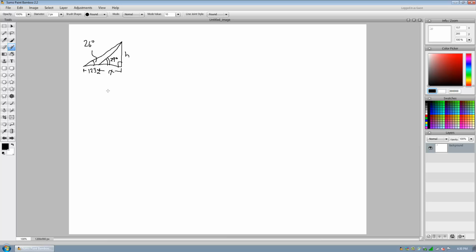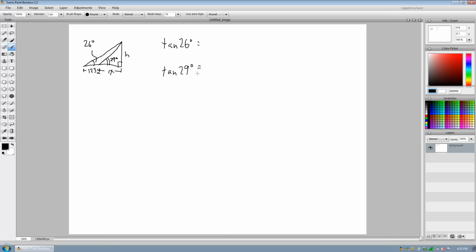Okay, and now that we have two variables, we're going to need two equations. The first equation we're going to get by finding the tangent of 26, and the second equation is going to come from finding the tangent of 29. In both cases, tangent means opposite over adjacent, right? SOH CAH TOA: tan is opposite over adjacent.